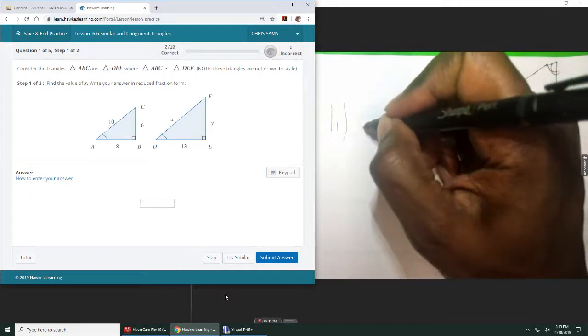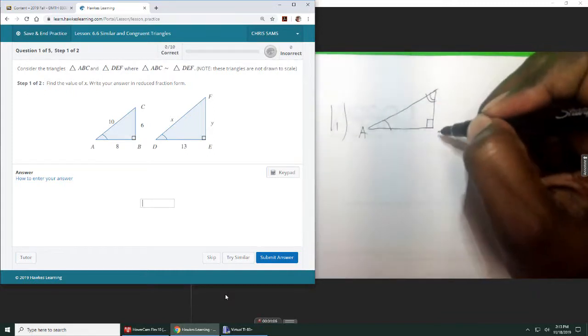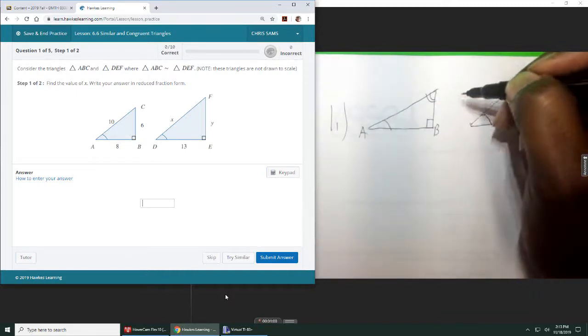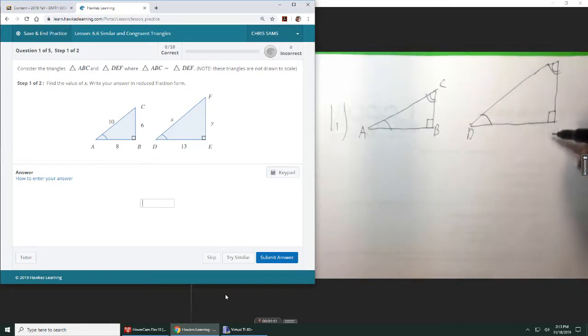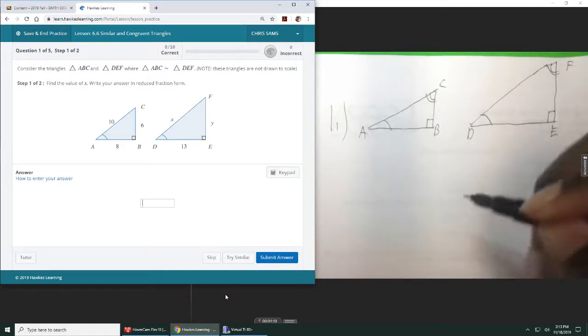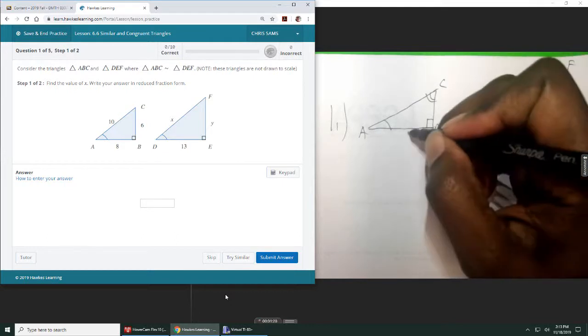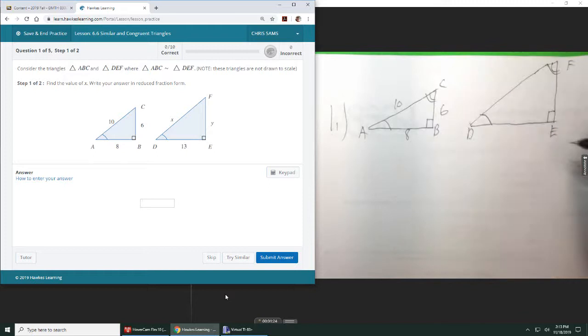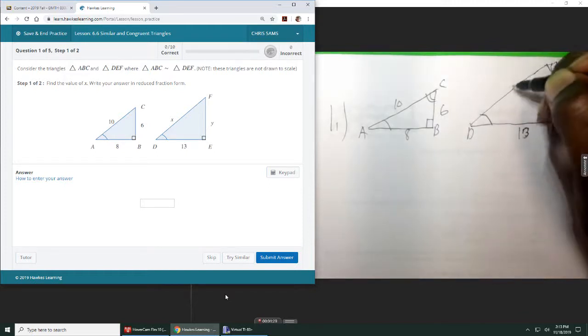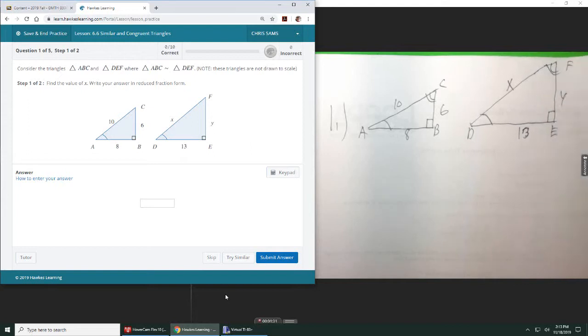Let me label them. This is A, B, and C. And then this is D, E, F. So from the diagram, I'll go ahead and put in everything. We have 8 here, 6, and 10. And then we have 13. And then we have X and Y.